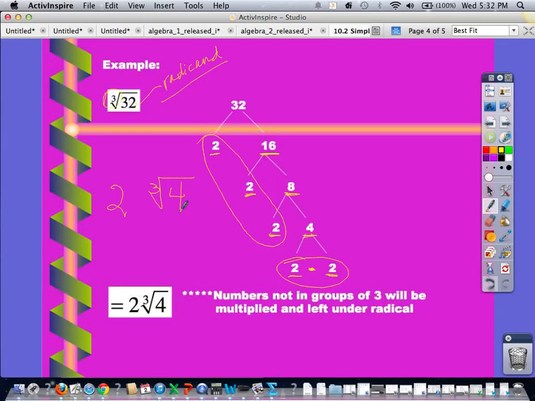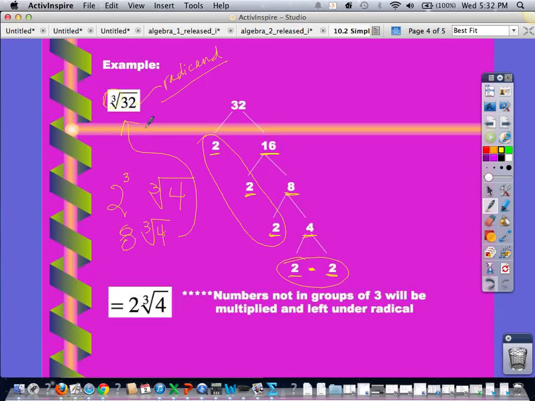And that will make, if you wanted to multiply that out, 2 times 2 times 2, remember this would be cubing that, so that would be 8. All right? Cube roots of 4. 8 times 4 is 32. Okay? That's how you get and check your work. All right? Now, you could also have variables under the cube roots also.